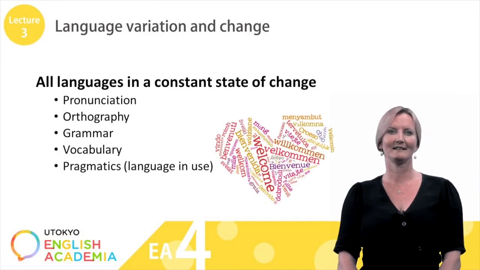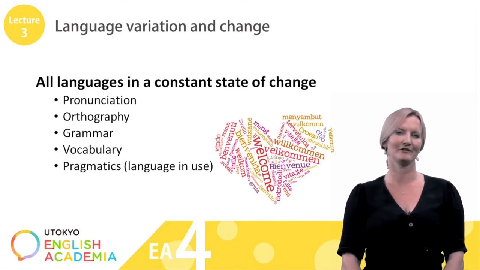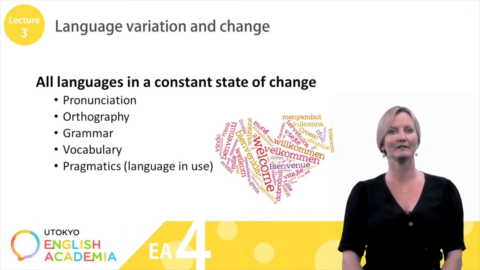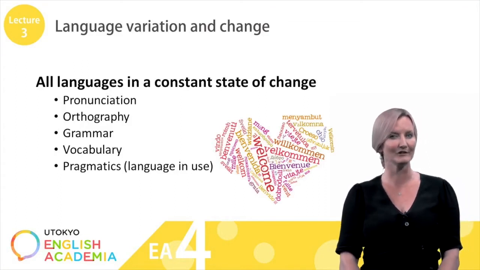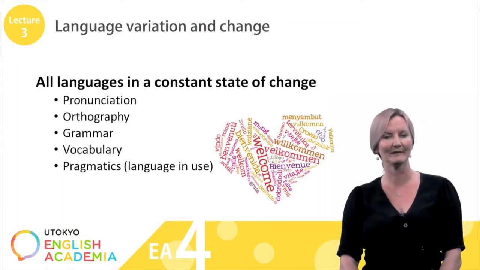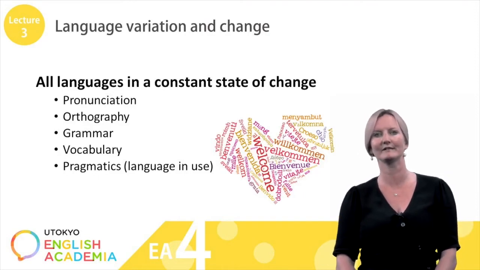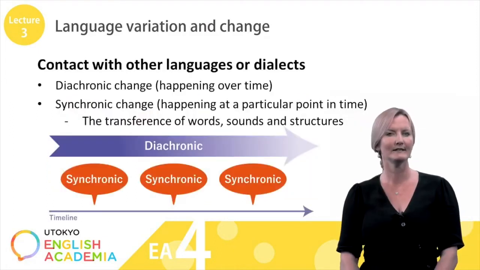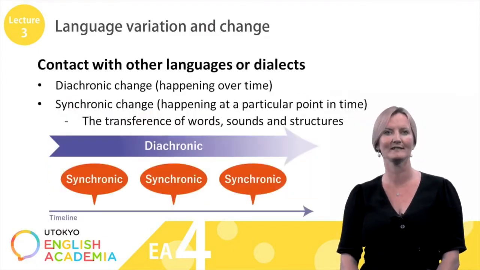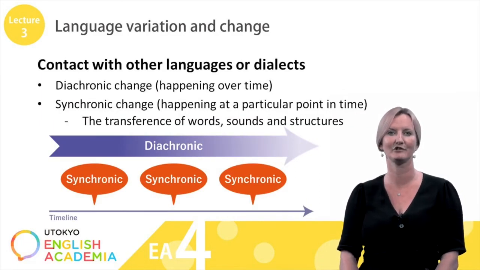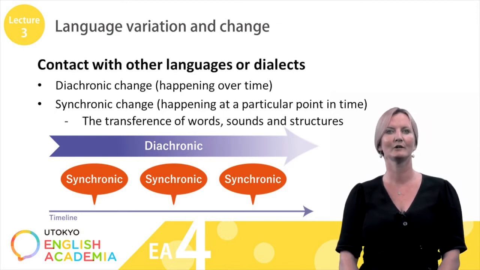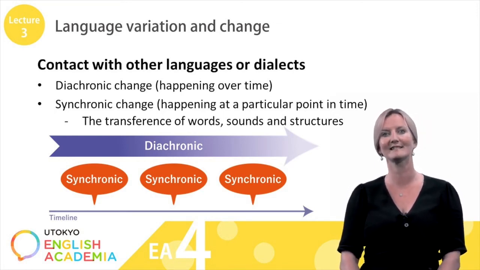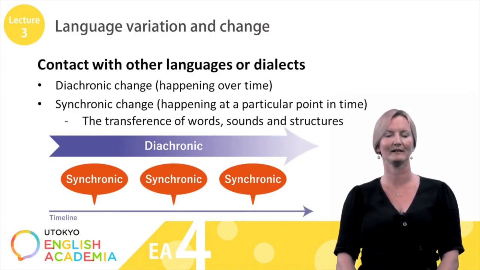There is no such thing as a language that isn't changing. All languages are in a constant state of change, which can affect multiple facets including pronunciation, orthography, grammar, vocabulary, and pragmatics, language in use. One of the most important reasons for language change is a degree of contact with speakers of other languages or dialects, and this is particularly the case with English. In addition to diachronic change, language contact can also cause sudden periods of language change, known as synchronic change, which results in the transference of words, sounds and structures from one language to another.